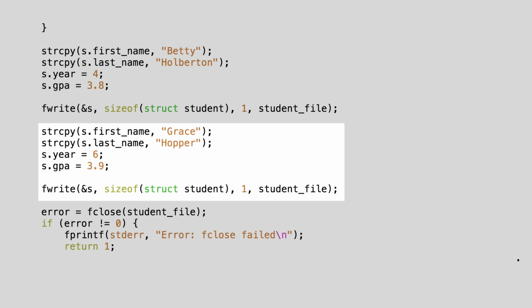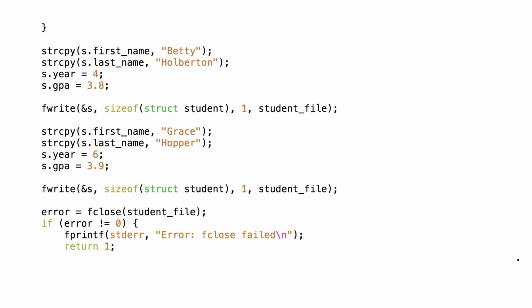Let's go ahead and write a second struct to the file too. Here we change some of the struct's members and then write the struct to the file again. Now the file has 2 structs in it. Notice that our first name is allowed to be 13 characters, plus a null terminator. But the name doesn't always take up the full space. For example, Betty is only 5 characters, plus a null terminator. What happens when we write the entire struct to a file?